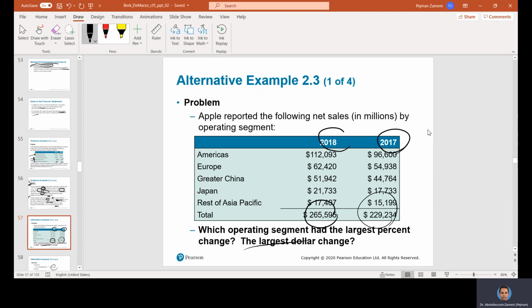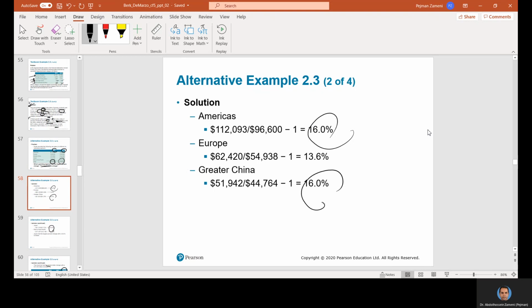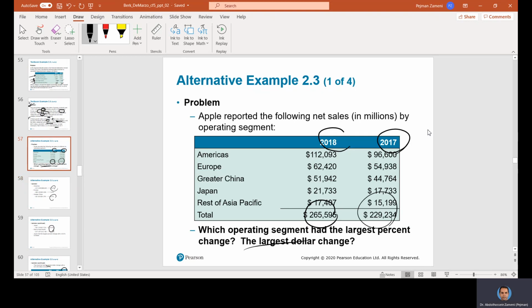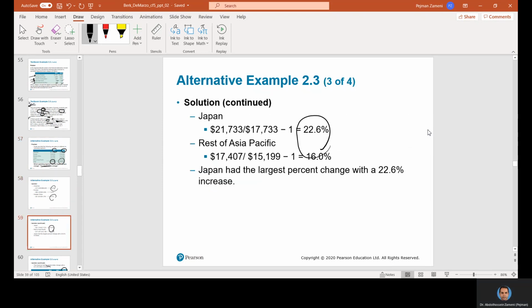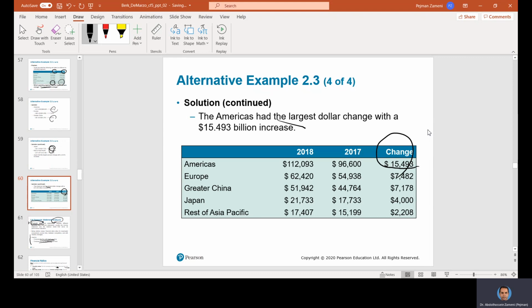Okay, there is another example. Please go through it. You're supposed to calculate which operating segment had the largest percentage change and the largest dollar change, which is for Japan, and the biggest dollar change also is for America.